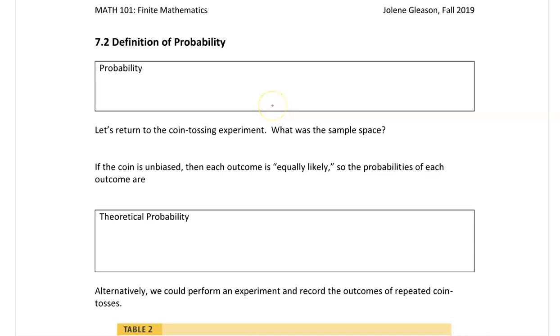All right, let's talk about the definition of probability. In this section, we're going to start getting into actually calculating some probabilities. But first, let's remind ourselves, what is probability? Just like we said before, probability is a measure of the likelihood that an event will occur.